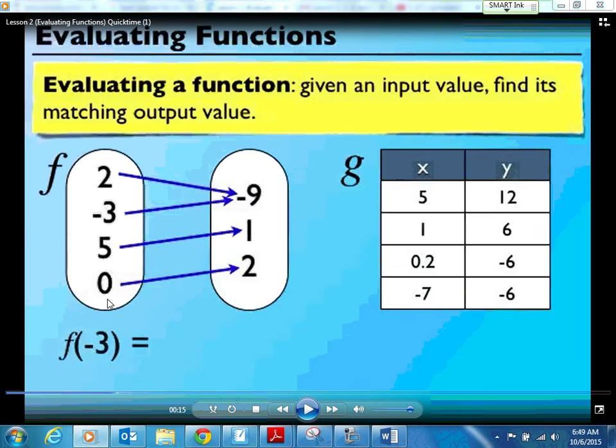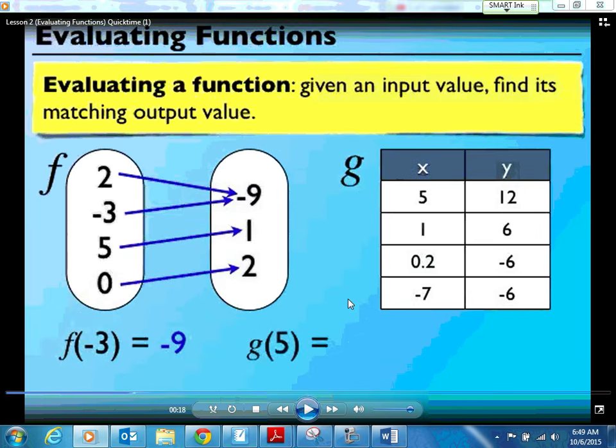-3 is an input value, so I look here, -3 as an input value. F of -3, that's the function value. When we plug in -3, it takes us to -9. So you can write that down. You should have a spot right there on your chart. We're still on the bottom of page 1 where you can put f of -3.